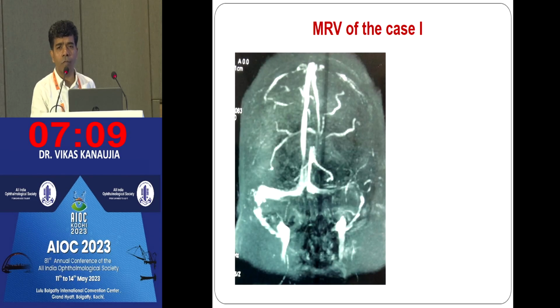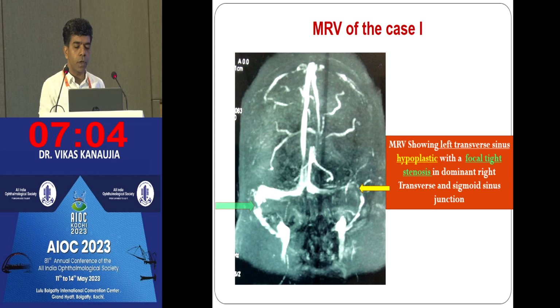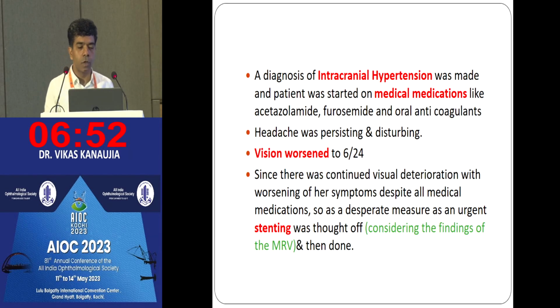So the MRV of that case was done as a routine protocol at my center. You can see the green arrow, the stenosis, a typical stenosis at the junction of the transverse sinus with the sigmoid sinus. And the yellow one on the left is the left transverse sinus, which was hypoplastic. So a diagnosis of intracranial hypertension was made.